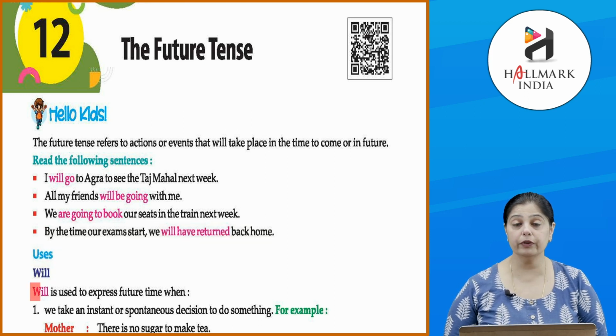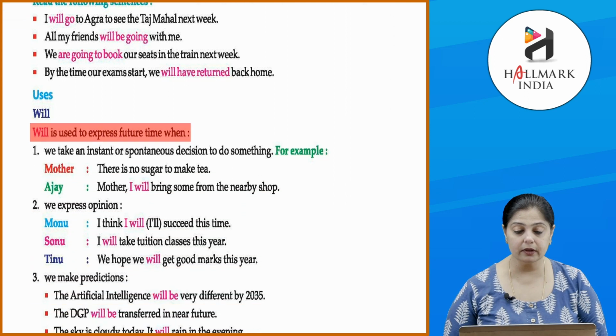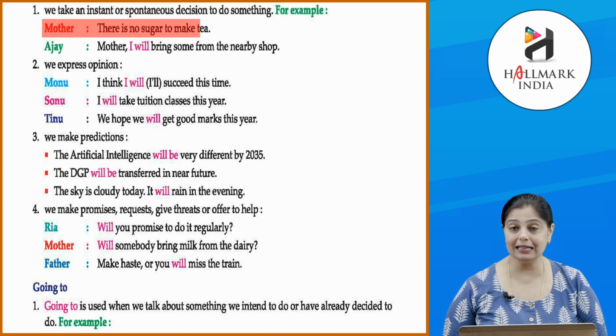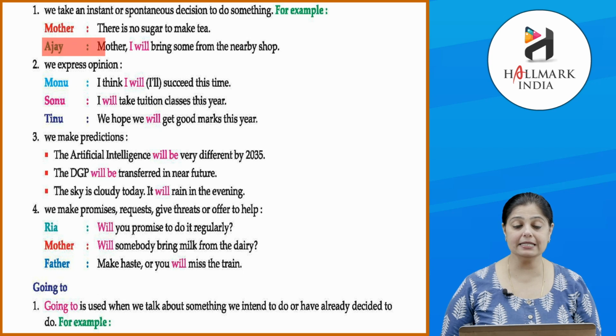Will. We use will to express future time, when we take an instant or spontaneous decision to do something. For example, mother says, there is no sugar to make tea. So, Ajay replied saying that, mother, I will bring some from the nearby shop.